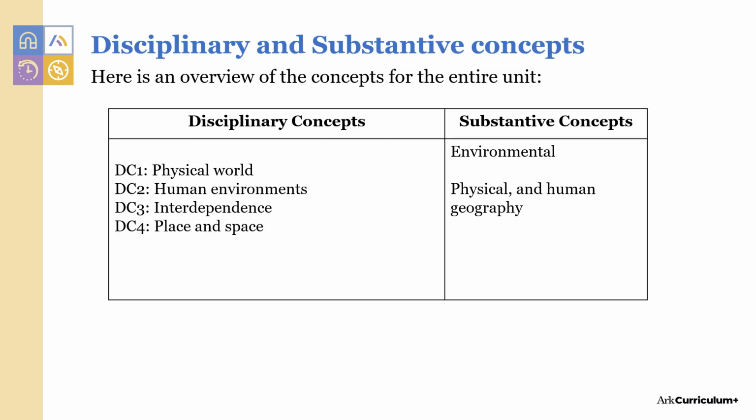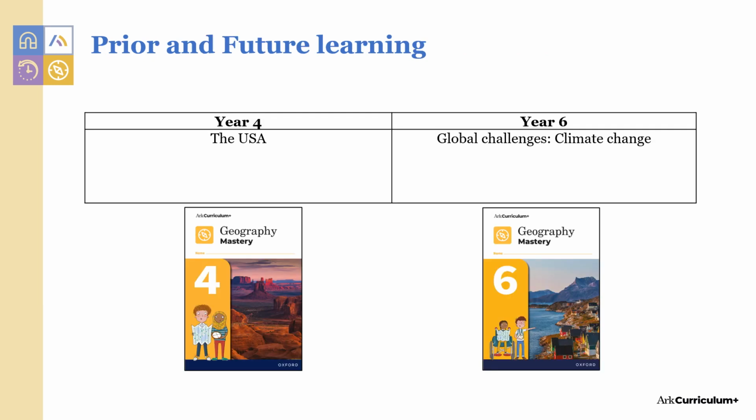Here is an overview of the disciplinary and substantive concepts for this unit, and you can find more information in the progression document or the unit planning guidance. The main prior and future learning links that we have identified for this unit are Year 4, the USA, and Year 6, Global Challenges, Climate Change. For more information on these links, you can go to the unit planning guidance or the progression document for geography.